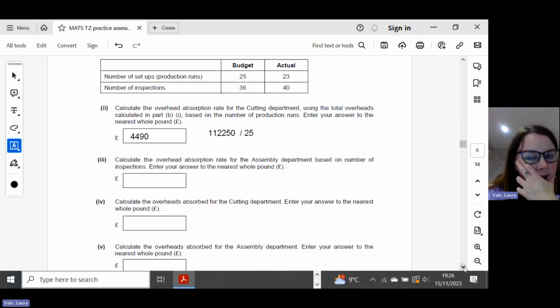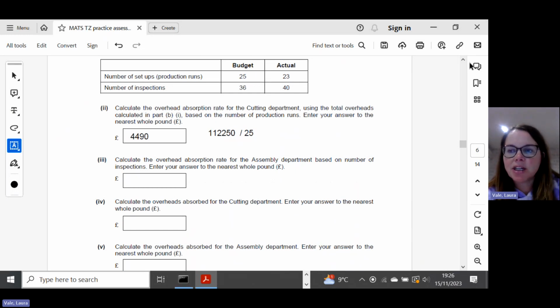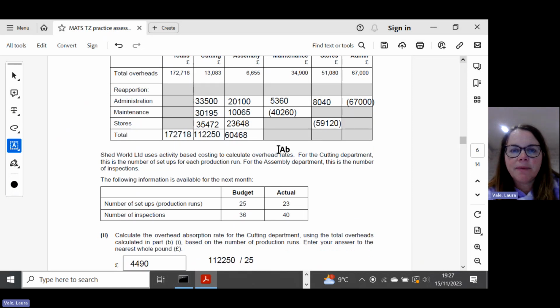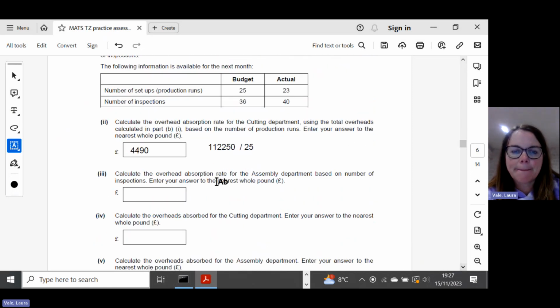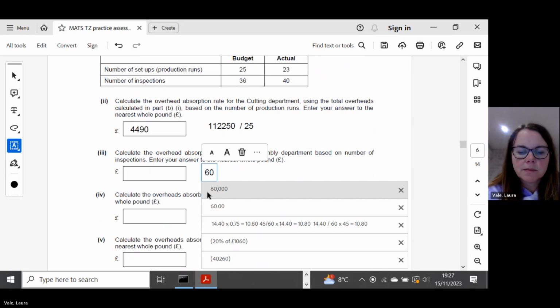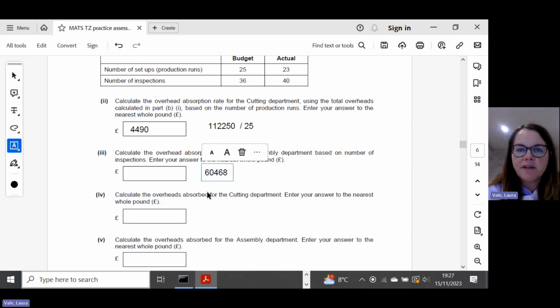Then we have to do the same for the assembly department based on budgeted inspections. So let's get the figure. We've got 60,468, and we're going to divide that by the 36 budgeted inspections.